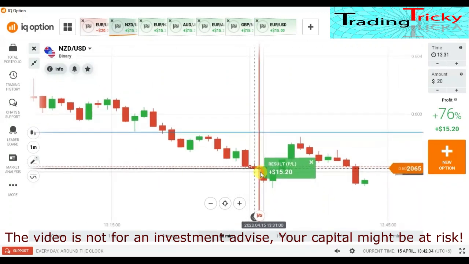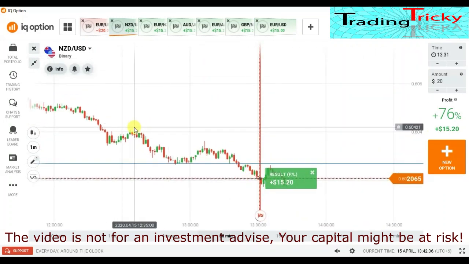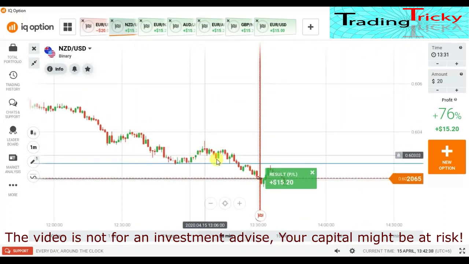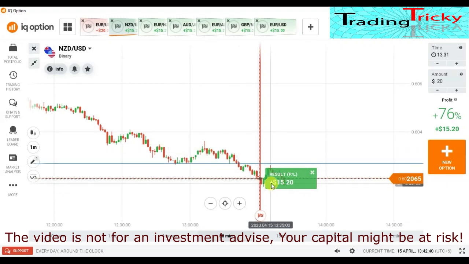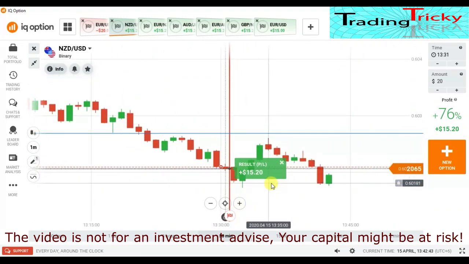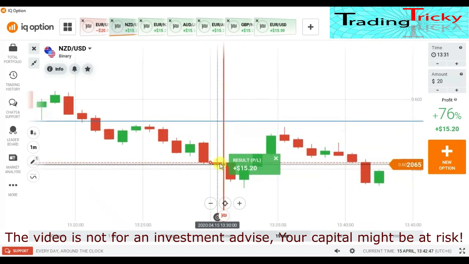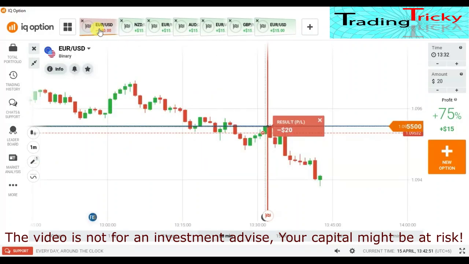I placed a lower option because here I can see a downtrend, and this candle was a breakout candlestick. So that's why I placed a lower option here, and this was my second trade.